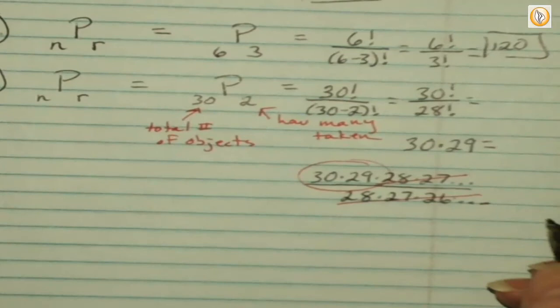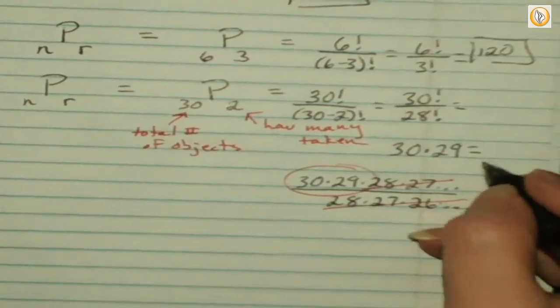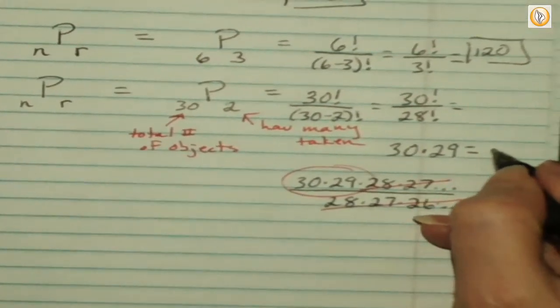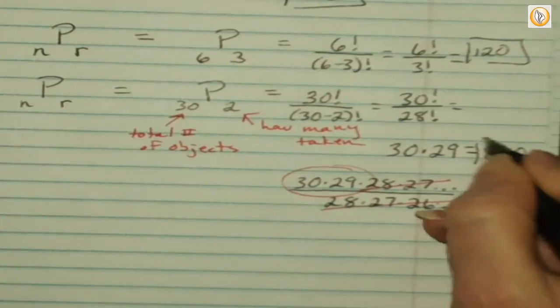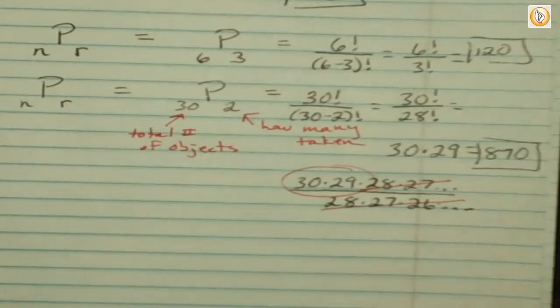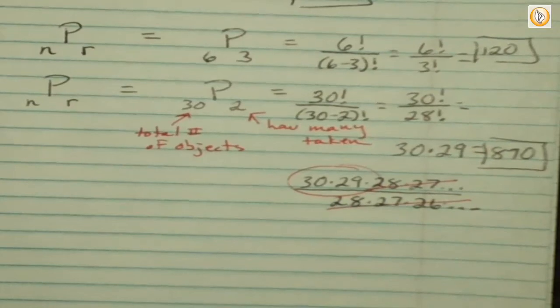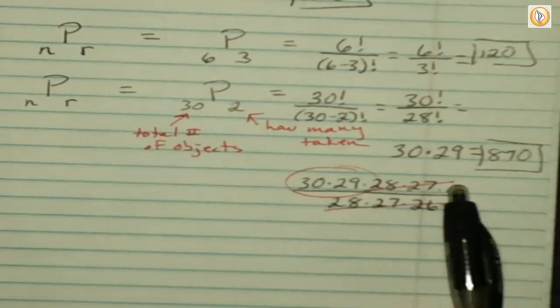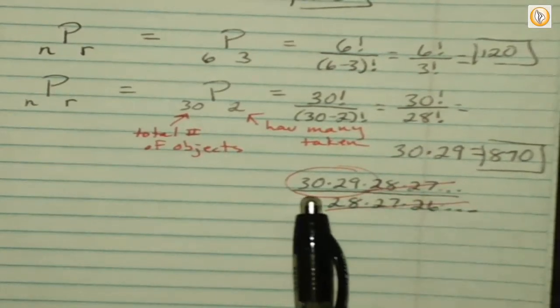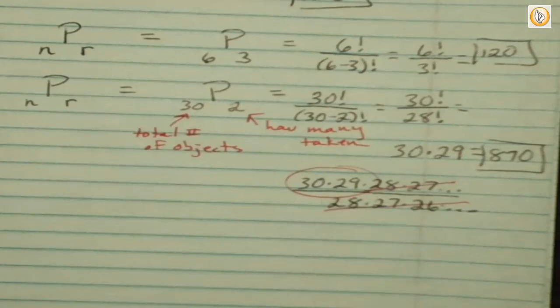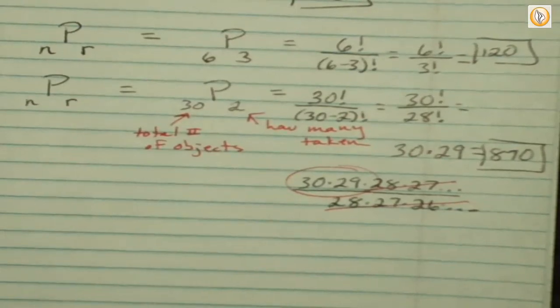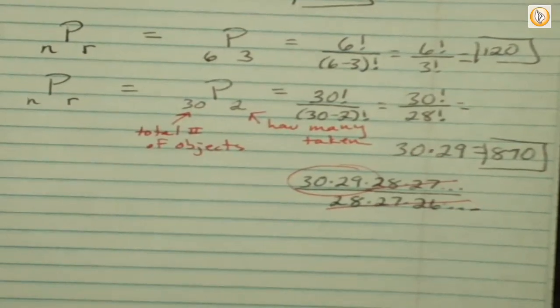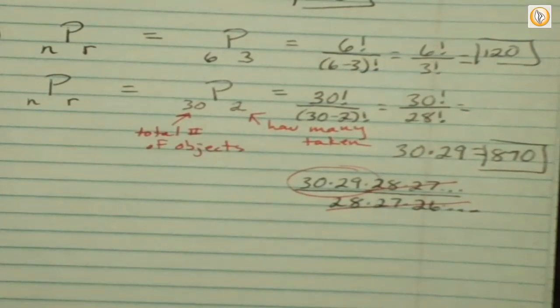Whit, you want me to say the answer? 870. Good. So again, if you cross this stuff out, you see you're only left with 30 times 29, right? So you absolutely can do this without a calculator. For some reason, I was trying to do 30 times 20 times 9. Yeah, don't do that.